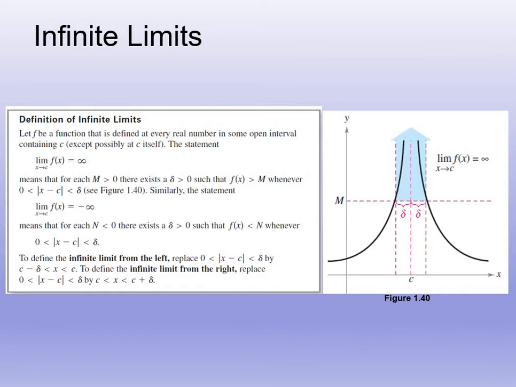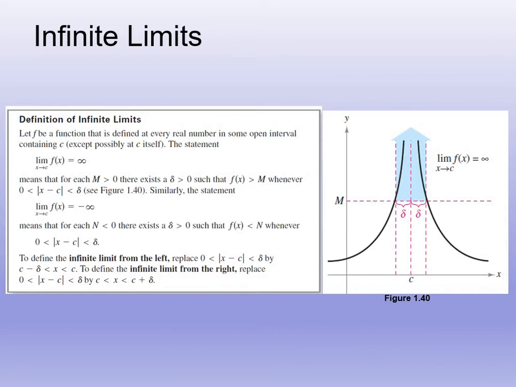Okay, so we're going back to our delta epsilon definition here as well. That means for each M greater than 0, there exists a delta greater than 0 such that f of x is greater than M whenever 0 is less than the absolute value of x minus c, which is less than delta. Okay, so what is all that concluding?